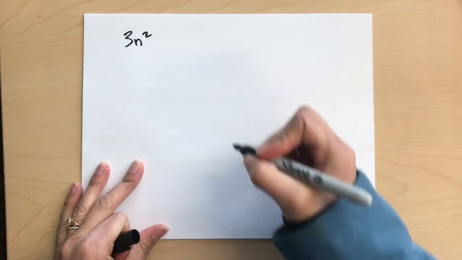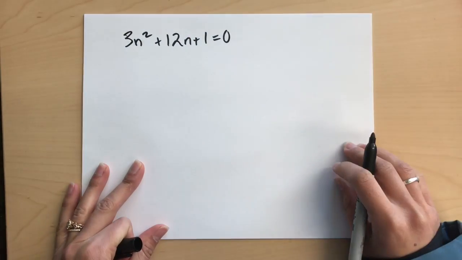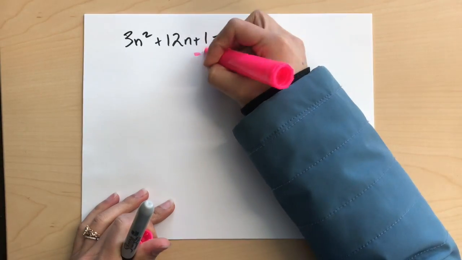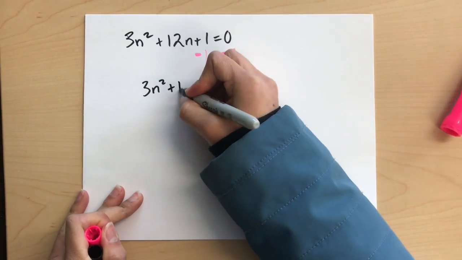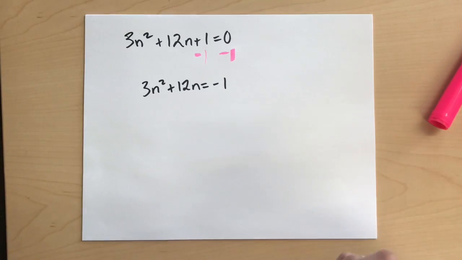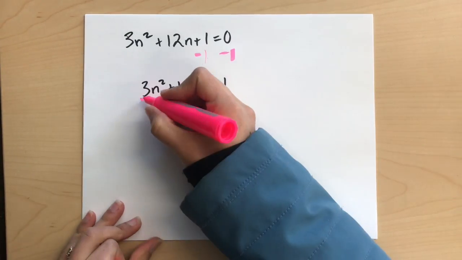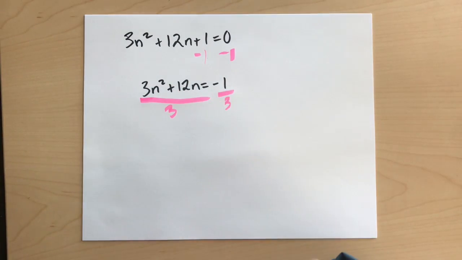Fantastic. Moving on. Now we're going to have something different where I don't just have n squared, but I actually have 3n squared. But we're going to begin the same way. I'm going to get rid of that 1 because it's kind of in my way. So I'm going to subtract 1 from both sides of my equation. And I end up with 3n squared plus 12n equals negative 1. Okay, now I don't like this 3 here. I want n squared to be by itself, or x squared, or whatever variable I'm talking about. So I'm going to divide both sides by 3.